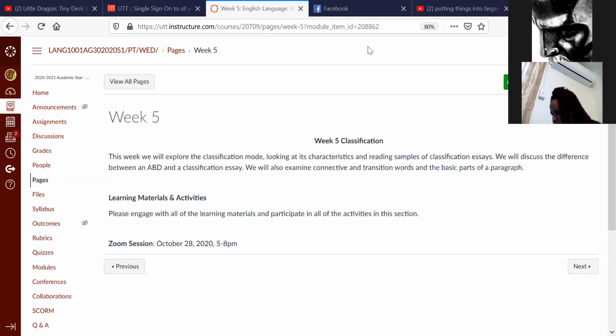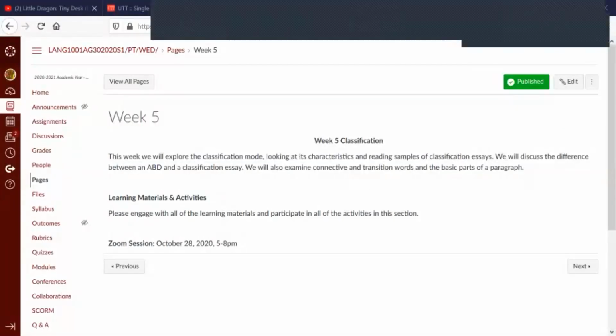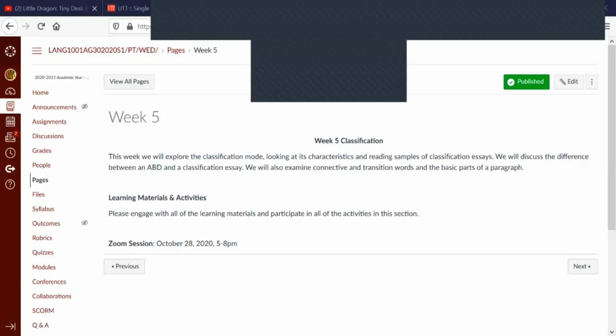Yeah, so this week we are looking at classification essays. What's the difference between a classification essay and an analysis by division essay? We'll look at connective and transition words and the parts of a paragraph.